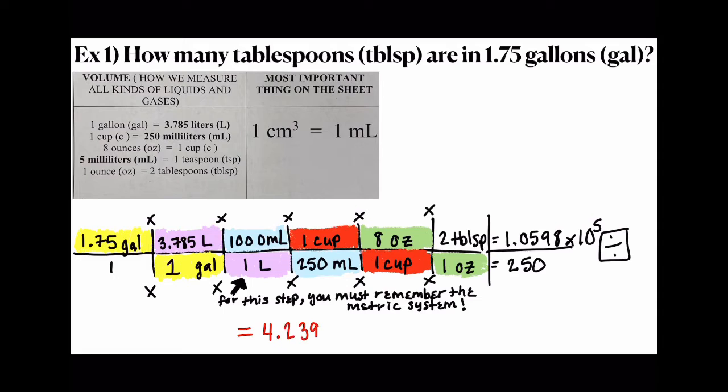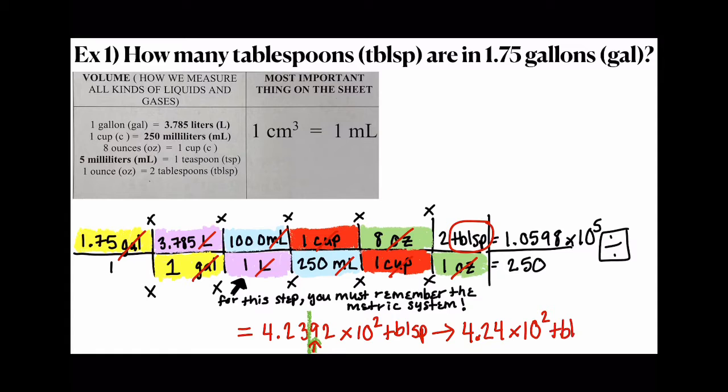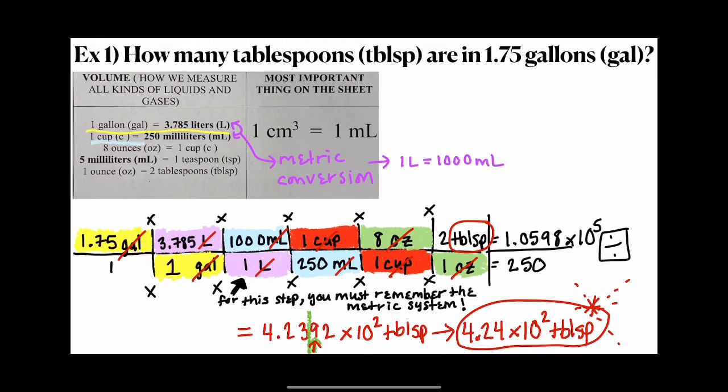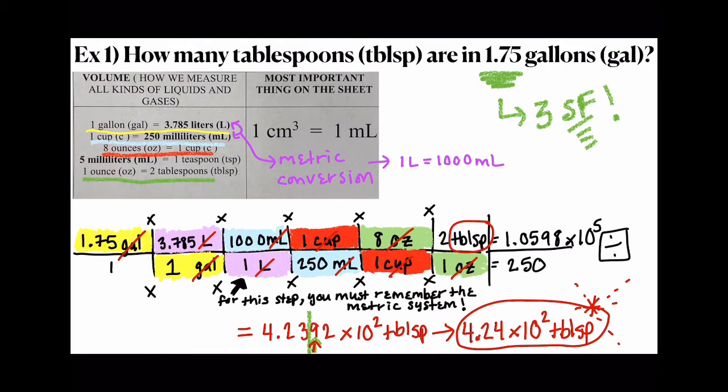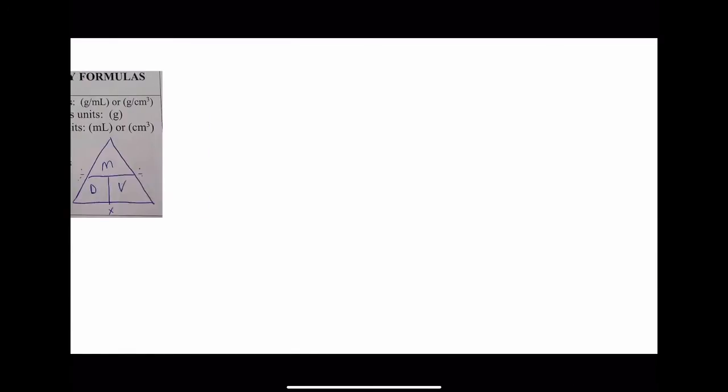And then I go from liters to milliliters using the metric system that should be up in your head by now. Then, once I'm in the unit of milliliters, I can go into cups, and from cups I can go to ounces, and from ounces to tablespoons. So you're going to multiply all the numerators together, and you're going to get 1.0598 times 10 to the fifth. When you divide that by 250, which is all the denominators multiplied together, that's how you get your answer.